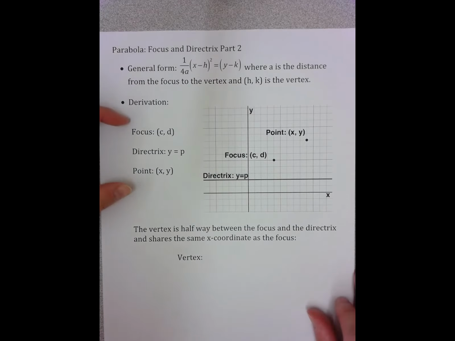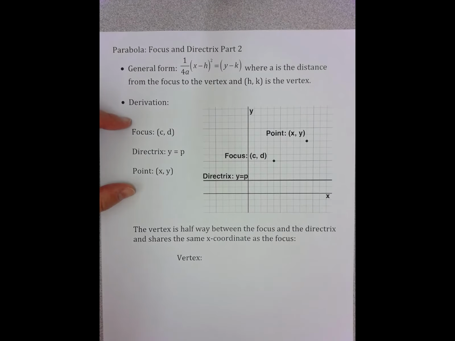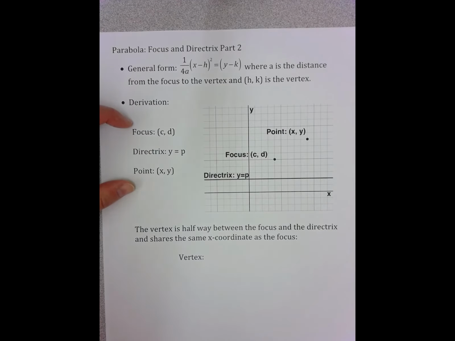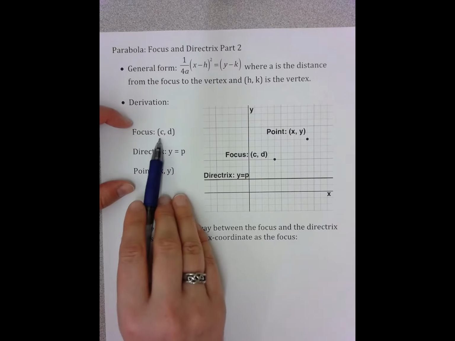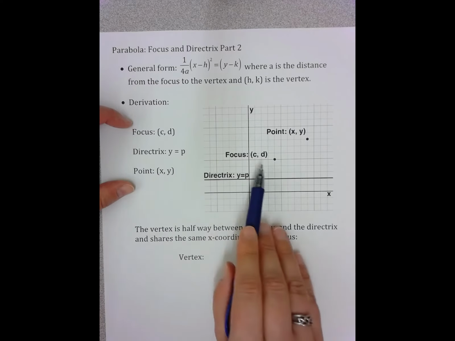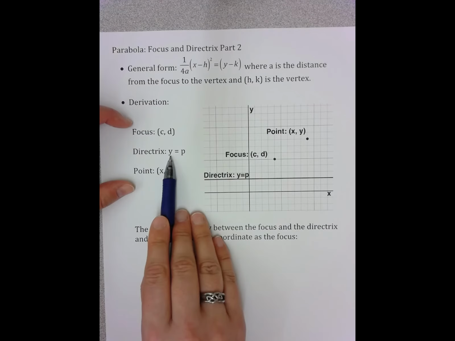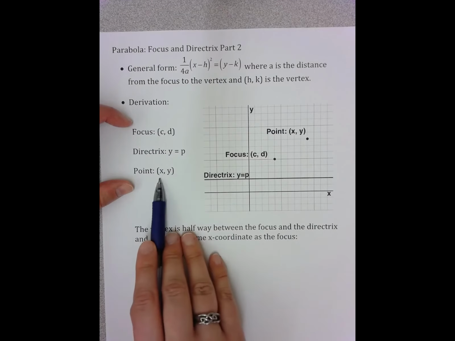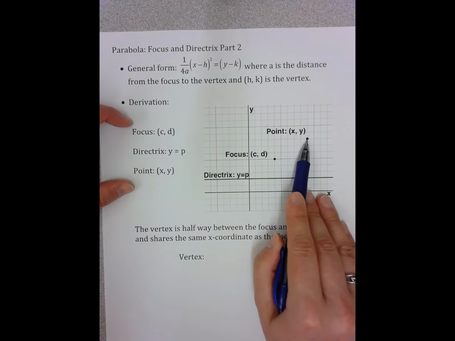So the first thing we're going to do is use generic letters, because that's how we derive things, for each of the important pieces of our parabola. Our focus, we're going to call the point C comma D. Our directrix, we're going to say that's the equation y equals p. And our point is still our arbitrary point, x comma y.